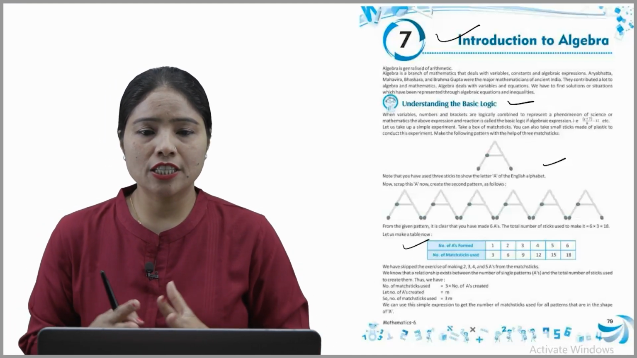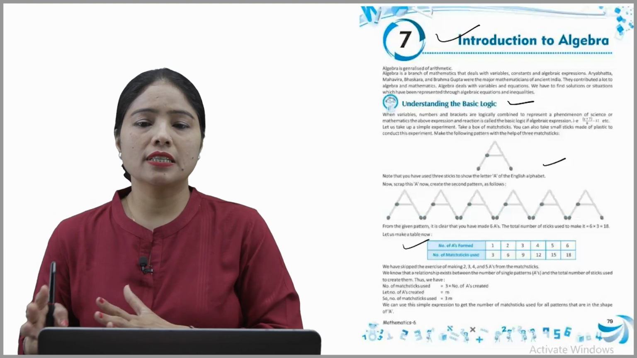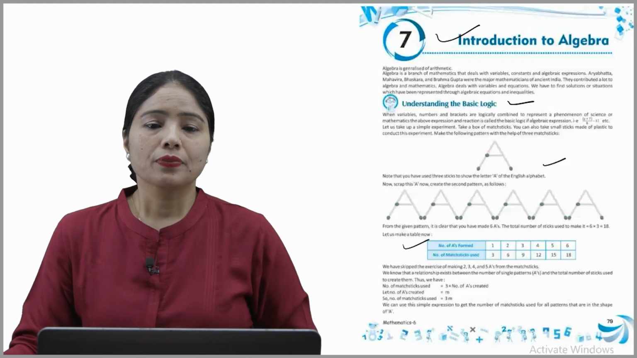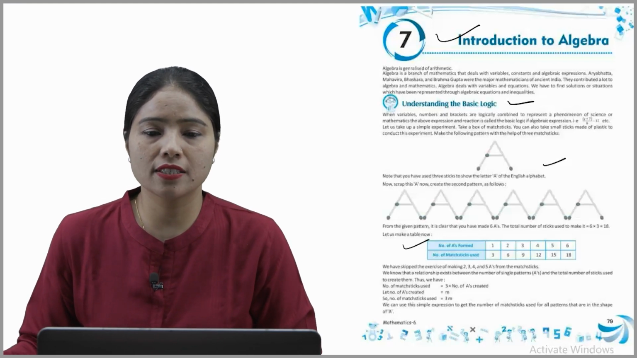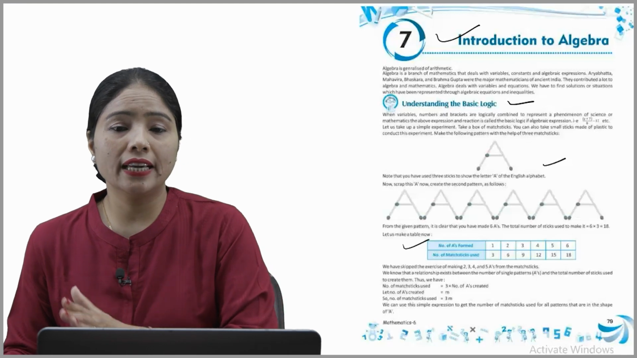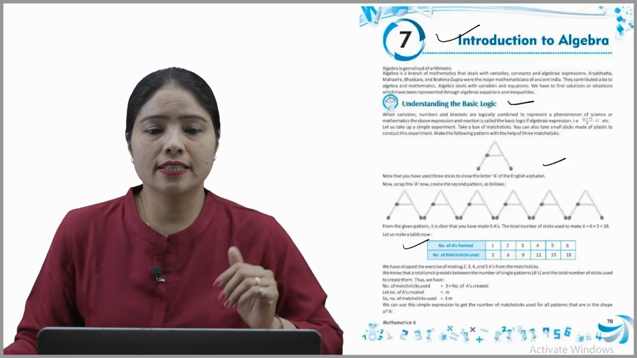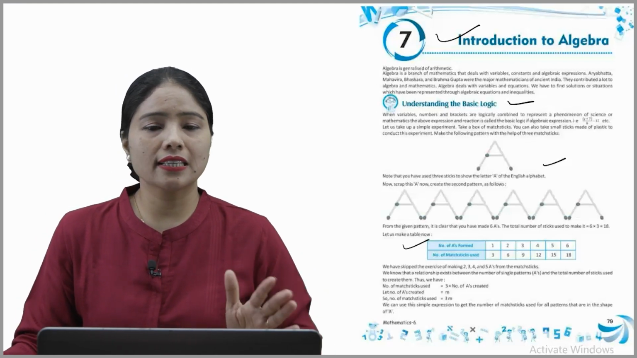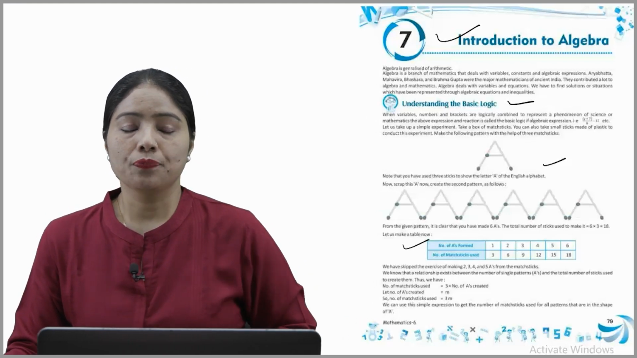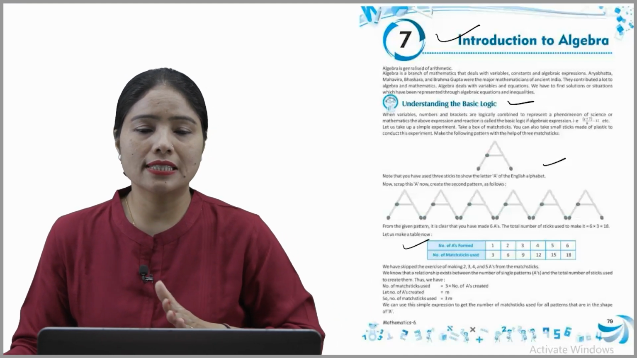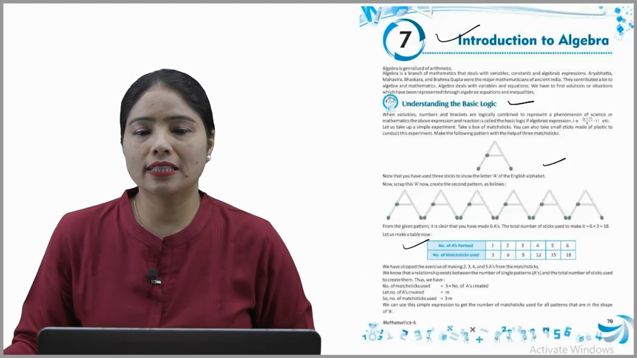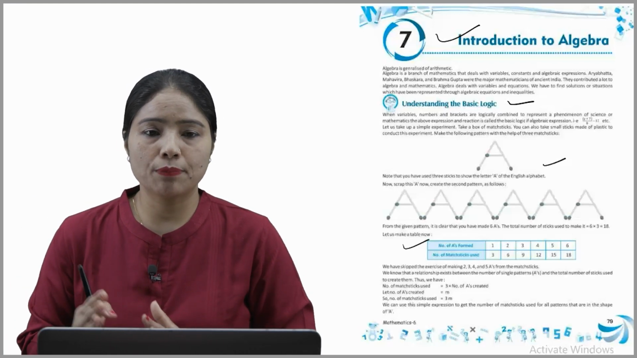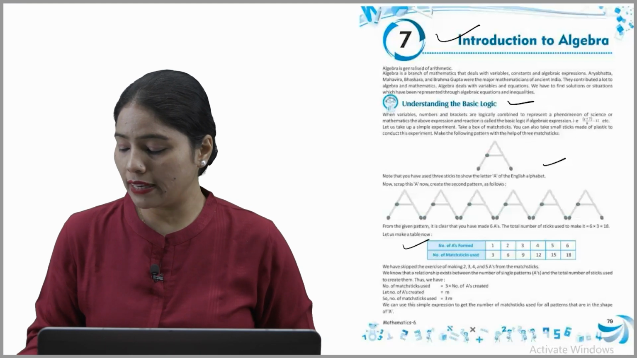We know that a relationship exists between the number of single patterns A's and the total number of sticks used to create them. Thus we have number of matchsticks used is 3 into number of A's created. Let the number of A's created be m. So number of matchsticks used, yes, it's clearly 3m, where we can use these symbols, simple expressions to get the number of matchsticks used for all the patterns that are in the shape of A. I hope you understood well.